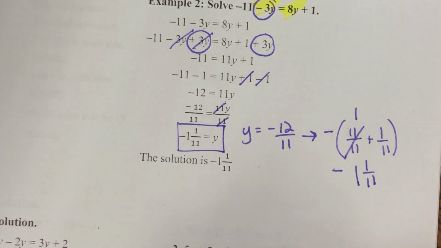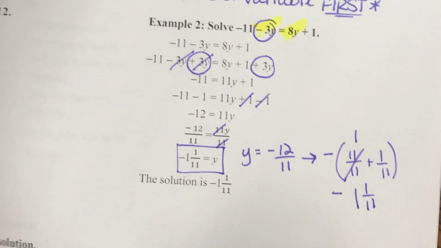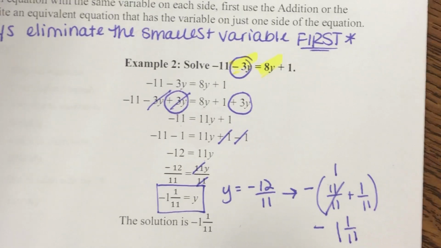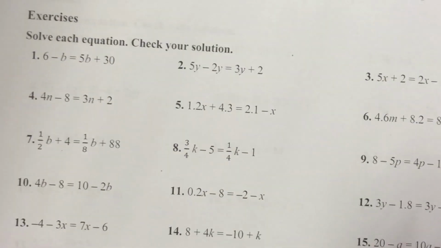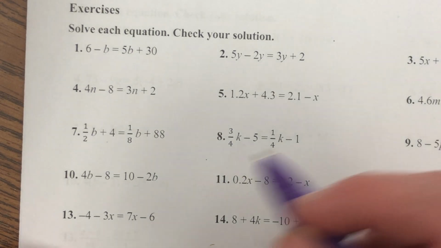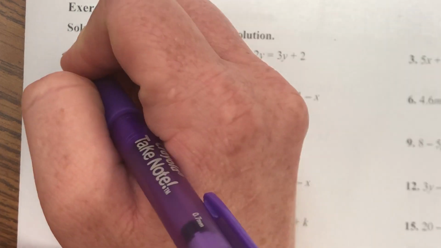Okay, so that is all we're doing this entire lesson. The biggest rule is to eliminate the smallest variable first. That's the rule. Okay, so let's do a few of these problems down here. I'm going to do, I don't know, the first, maybe like 6.